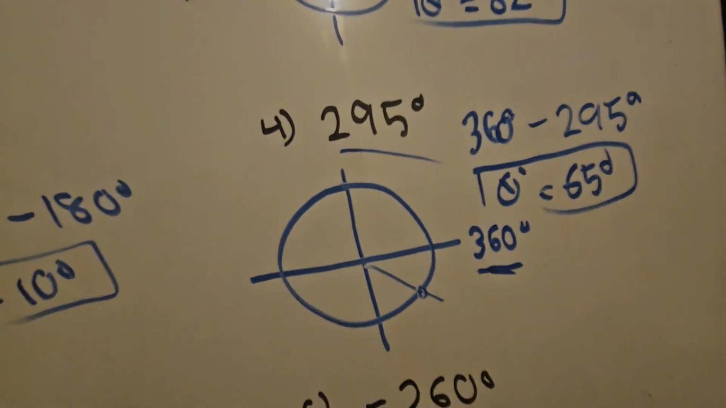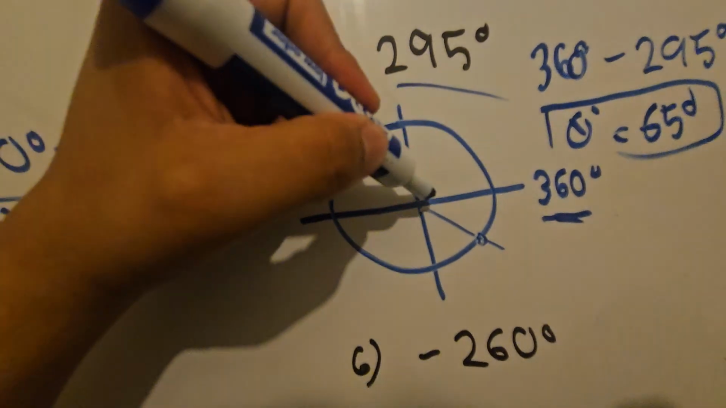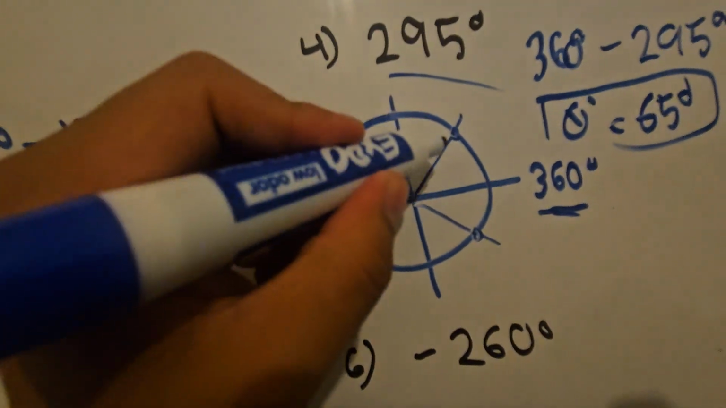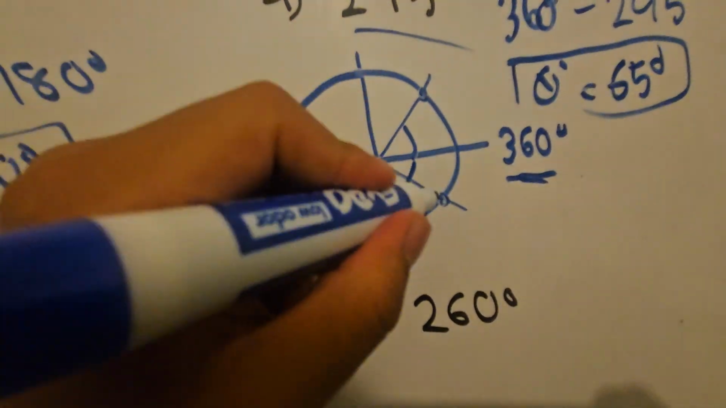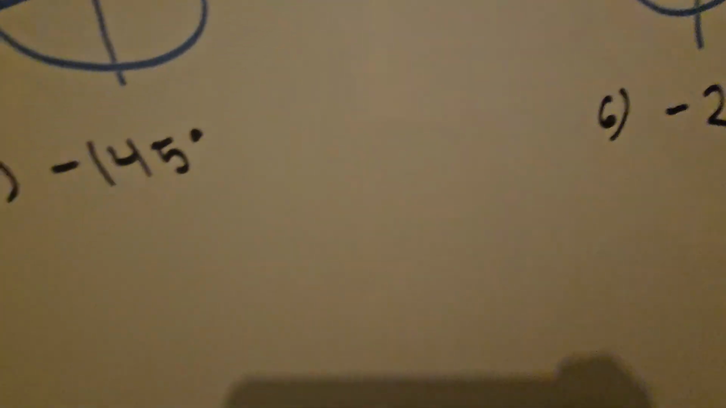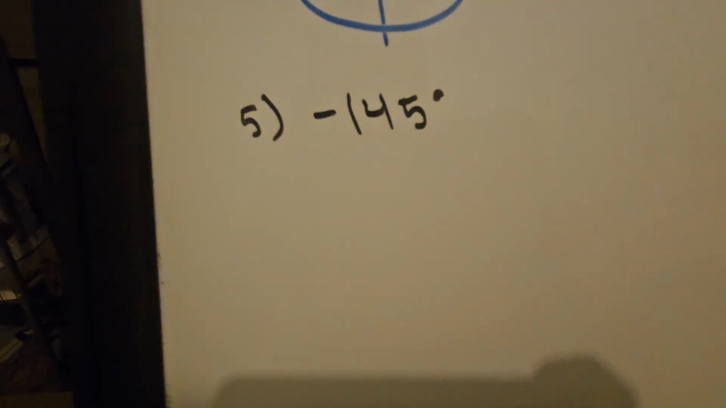That's less than 90. It's in our first quadrant. And if you were to plot it, it will look something like that. And look at that. Exactly what we want, right? Let's go on and do, oh, we have a negative.